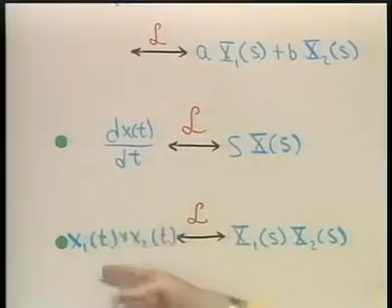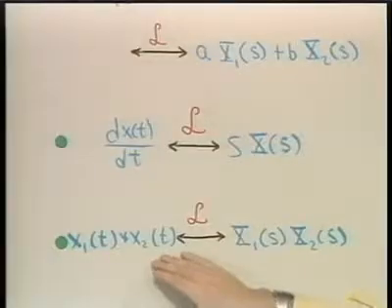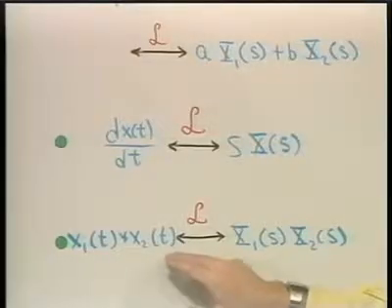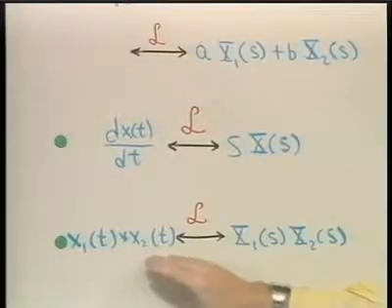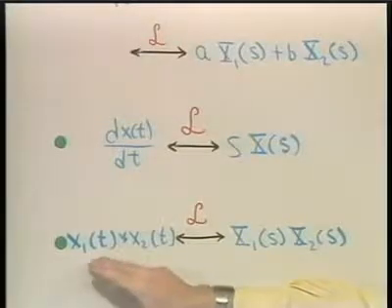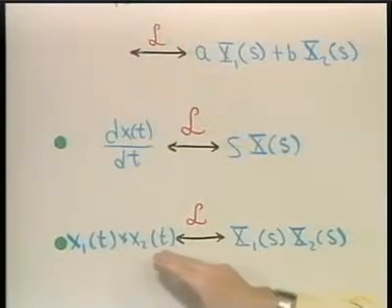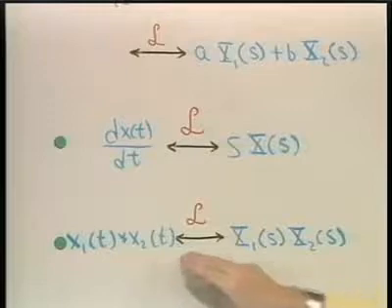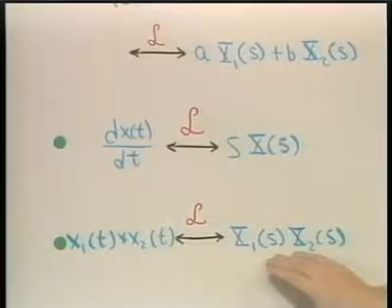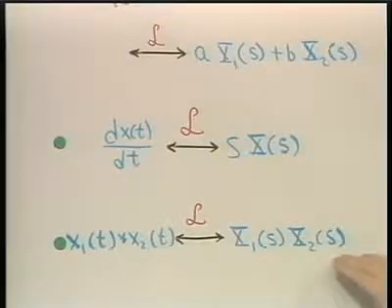And a third property that, in fact, we'll make frequent use of is referred to as the convolution property. Again, a generalization of the convolution property for Fourier transforms. Here, the convolution property says that the Laplace transform of the convolution of two time functions is the product of the associated Laplace transforms.